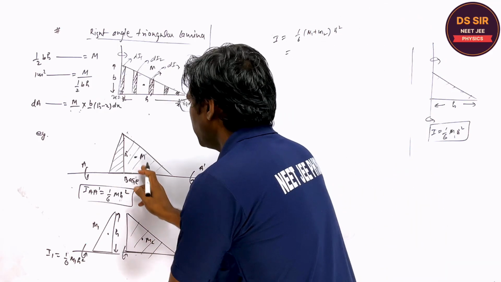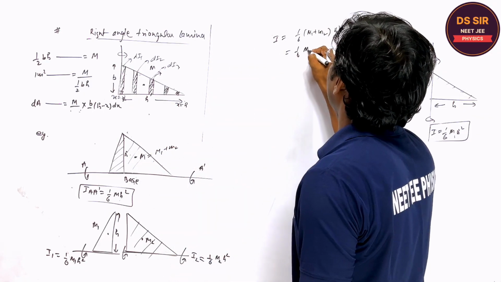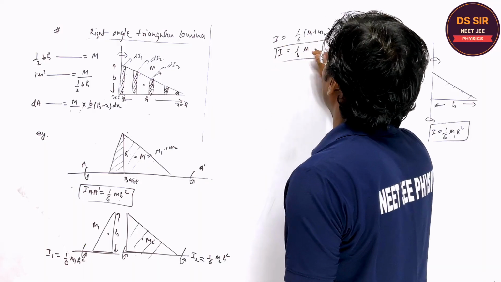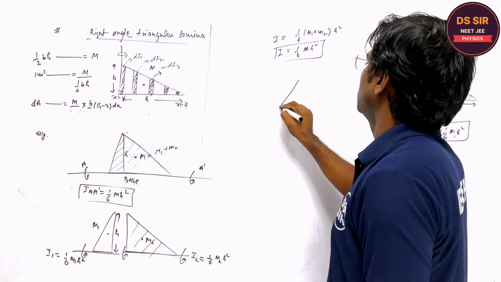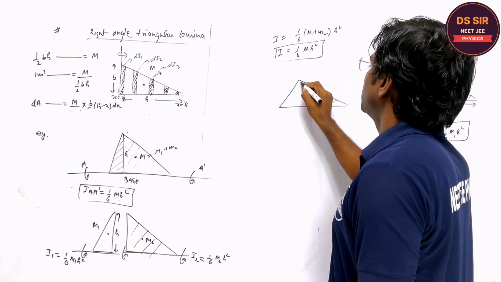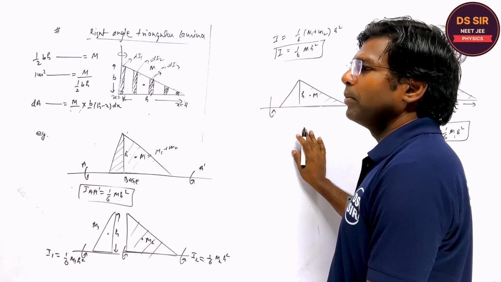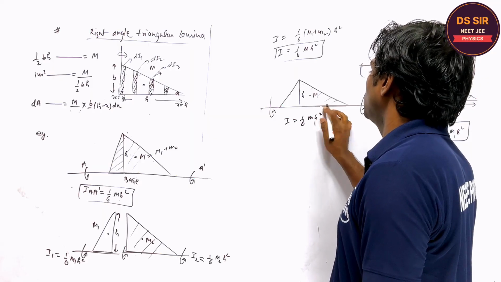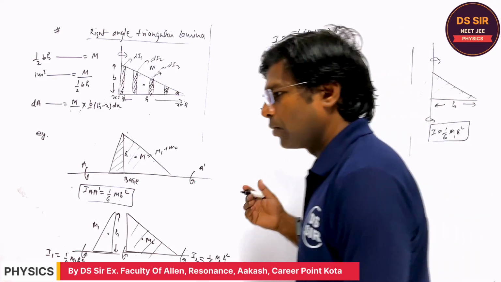And the total mass is what? Say m1 plus m2. So this is equal to 1 by 6 mh square. So for this type of lamina, whether it is right angle or not, this is the lamina and the mass is m. Suppose this is the h. So about this axis, what is the moment of inertia? Say 1 by 6 mh square. Do you understand this thing or not? Copy this.